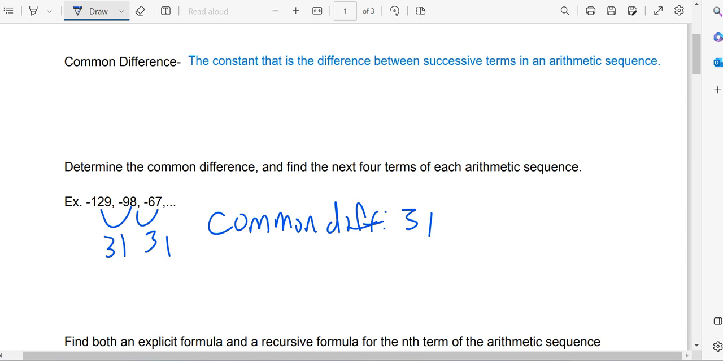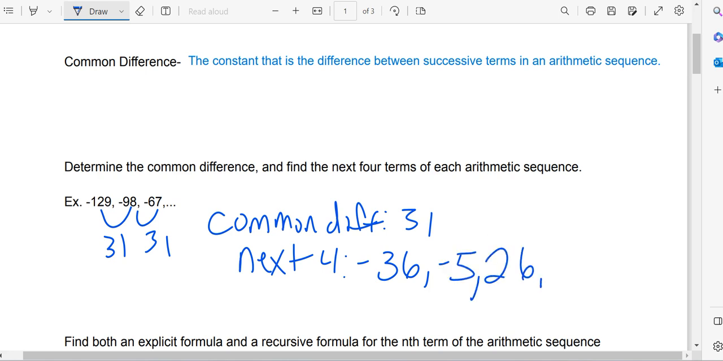Now let's find the next four terms. We're going to be adding 31 to negative 67. I'm going to write that next. Adding 31 to it, we're going to get negative 36, negative 5, 26, 57. You just kept adding 31 because that was the common difference.